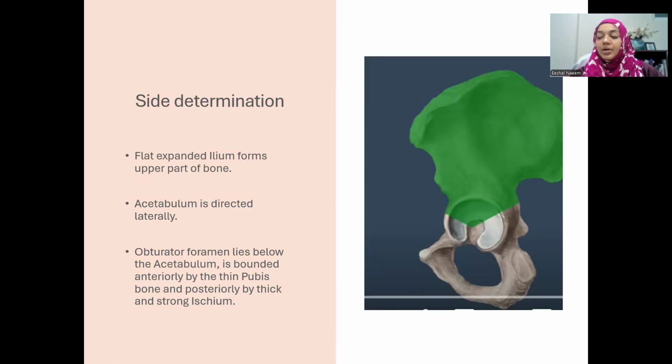Now we have the side determination. So if we pick the bone up, how do we know which side it belongs to? Basically, the acetabulum articulates with the femur at the lateral side, right? So first of all, the acetabulum should be placed laterally. Then the flat ilium, the ala or wing part of the ilium, is expanded to form the upper part of the bone. So you can't really place the bone like this. You're supposed to put it in the upper part. And then the pubis bone lies superiorly and anteriorly, while the ischium lies posteriorly and inferiorly. Okay, so that's how you know that this bone belongs to the left side of the body.